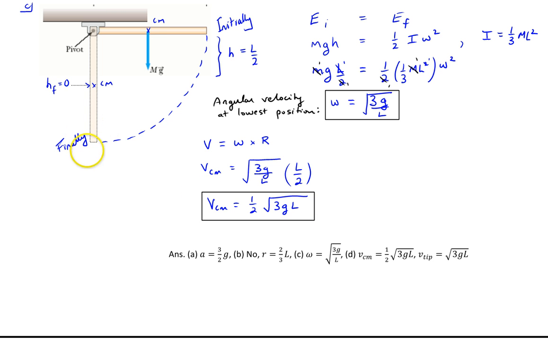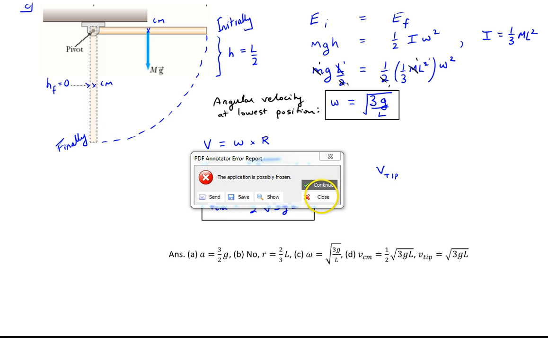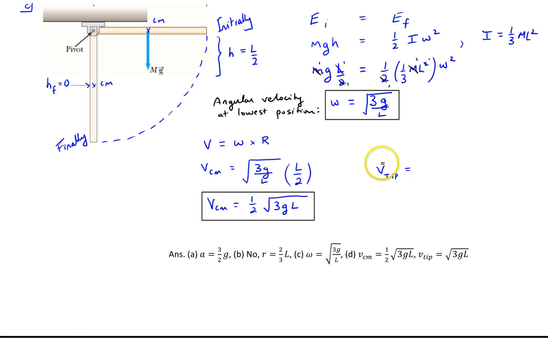What about the velocity at the very tip of it? The velocity at the very tip of it will be equal to the angular velocity, which is root 3g all over L, multiplied by the distance from here to the very end right here, which is going to be just L. And so then you're going to get an answer of the velocity of the tip is equal to the root of 3gL. Hopefully that makes sense.